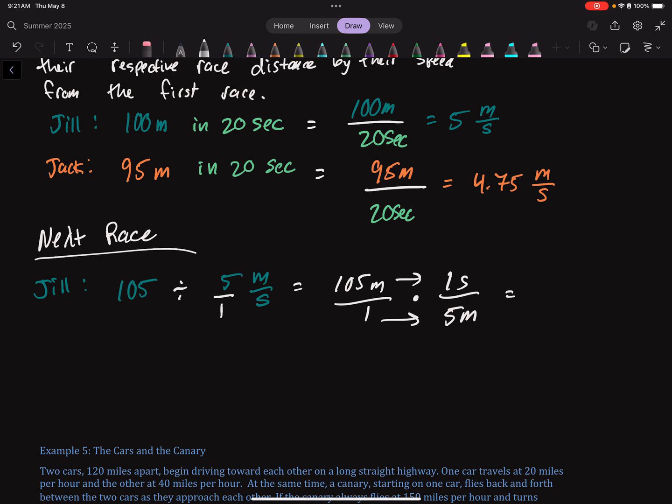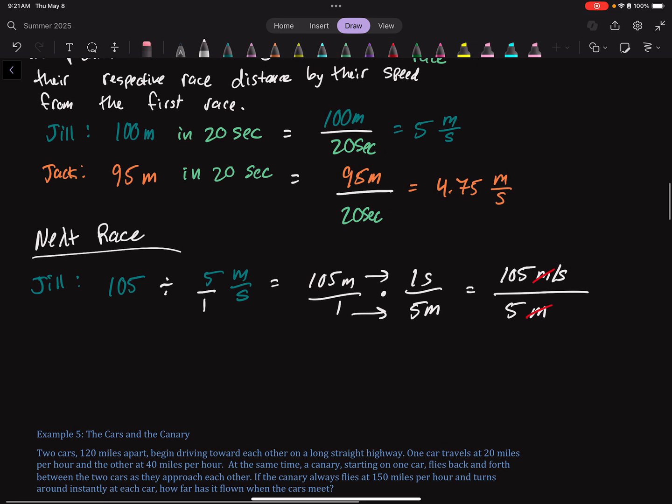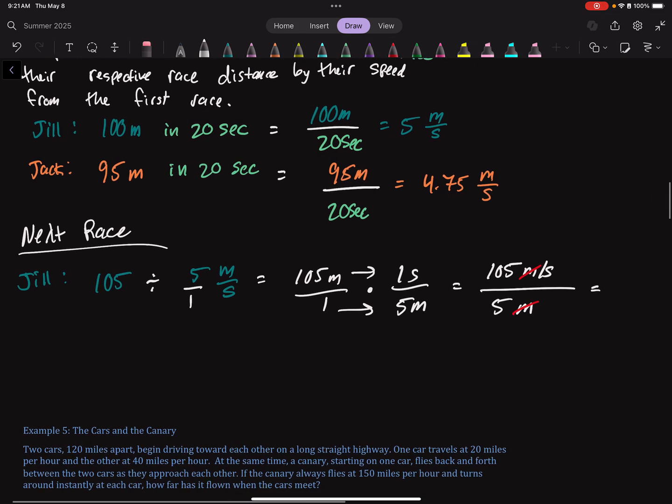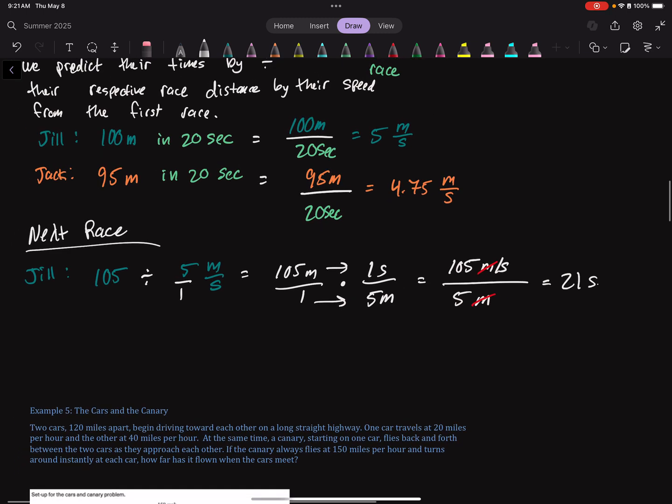So 105 times 1 second is 105 meters per second. And then 1 times 5 meters, that's 5 meters. Because meters are on top and bottom, we cancel those out. So we have 105 seconds divided by 5, which is 21 seconds to finish. So with her pace from the first race of 5 meters per second, if she needs to race 105 meters now, she's finishing this race in 21 seconds. Now we need to know Jack's time.